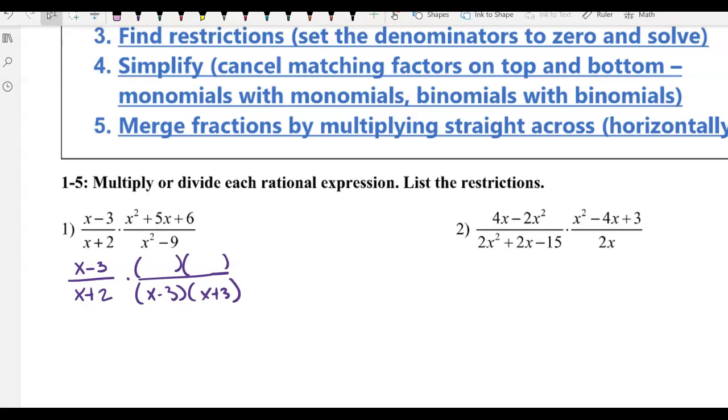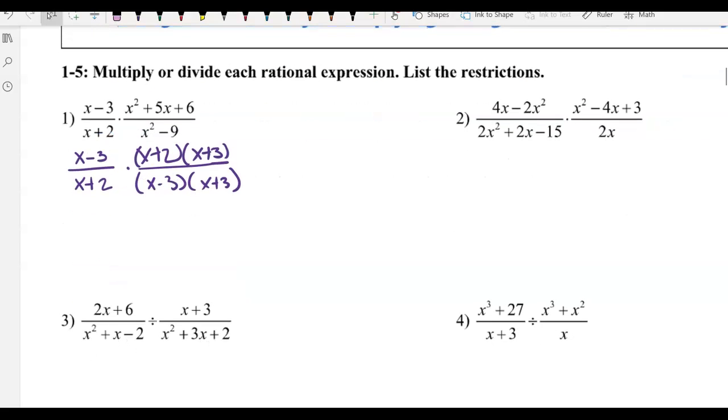If you know how to find restrictions, because that's the next guideline, remember, restriction before cancellation, go ahead and execute that. X plus 2 and x plus 3. Great job. Okay, let's find the restrictions.